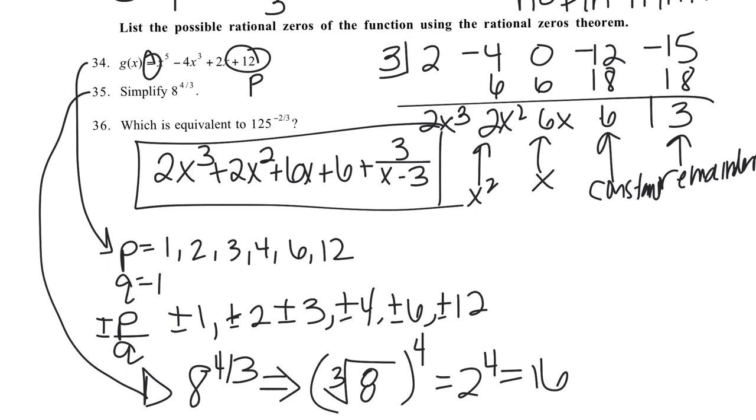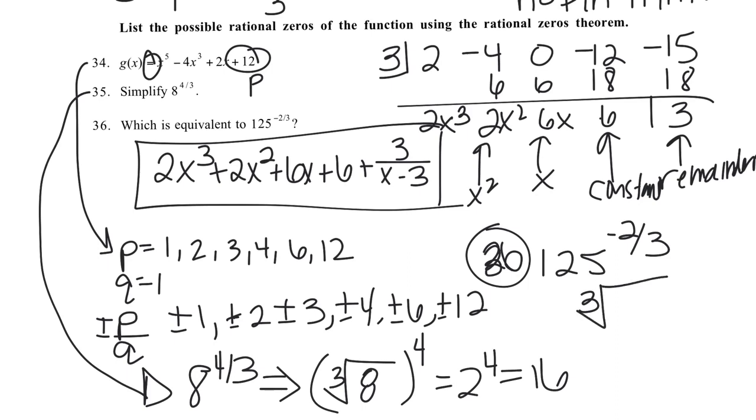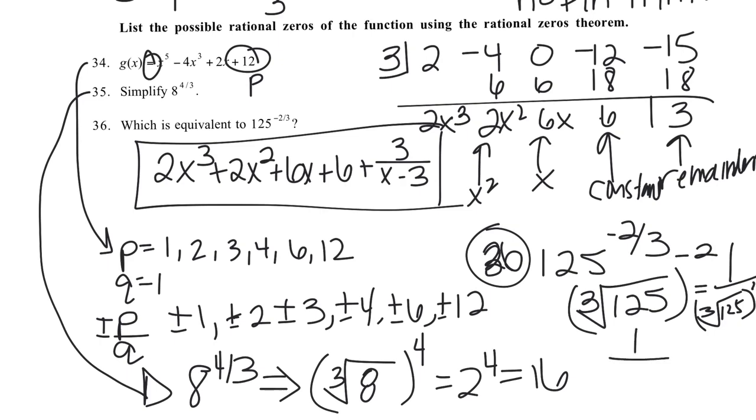And number 36, which is equivalent to 125 to the negative 2/3 power. I'm going to rewrite it again. The cube root of 125, the denominator is the root, to the negative 2 power. The negative exponent doesn't make it negative, it makes it 1 over the cube root of 125 squared. The cube root of 125 is 5, and 5 squared is 25, so it's 1 over 25.